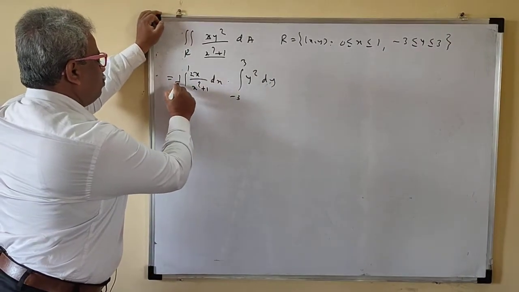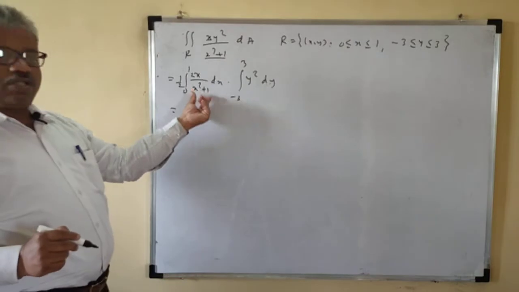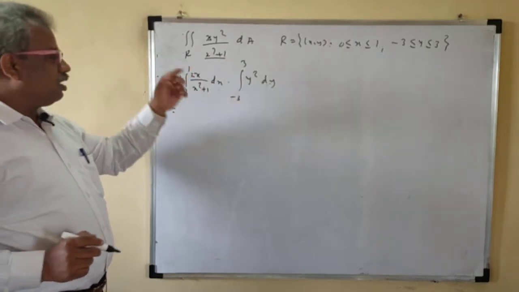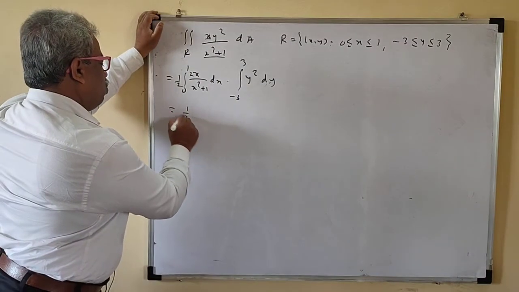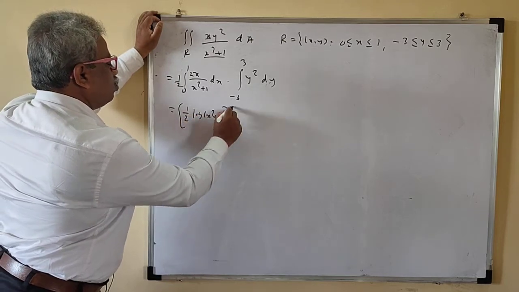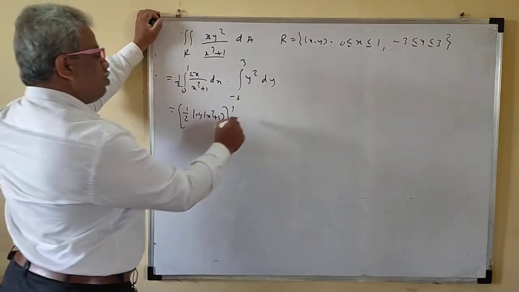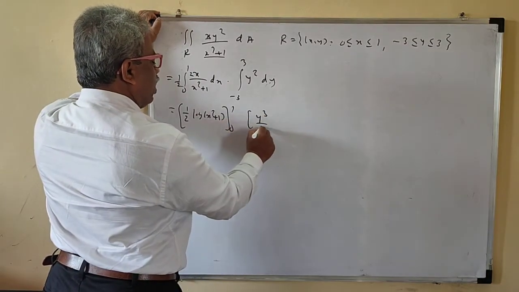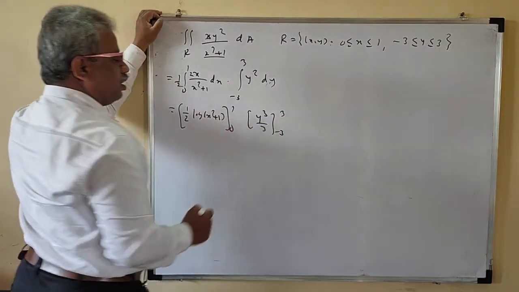This is what, 2 by 2, because derivative of the denominator is at the numerator, just 2 is not there. So I can do this. So this is 1/2 log of x square plus 1, 0 to 1. Now this is y cube by 3, minus 3 to 3.